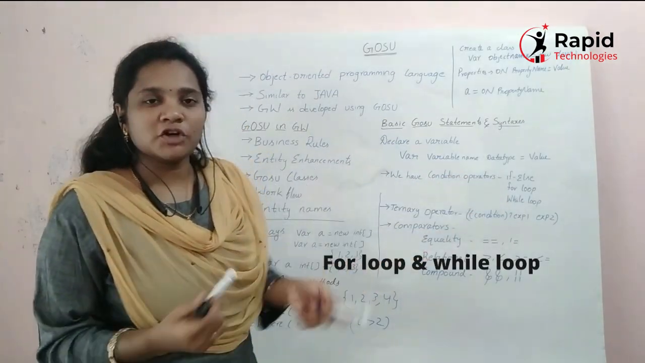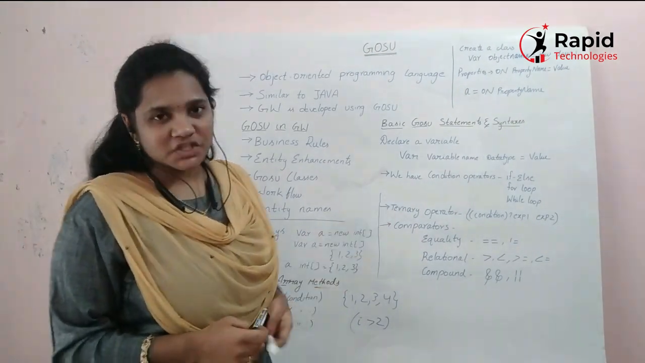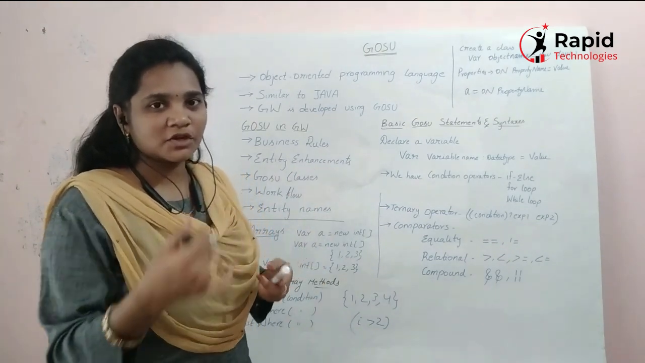For loop and while loop, we all know that if the condition is true, based on the number of instances, we are going to execute the block of the code, and if it is false, we are coming out of the block.